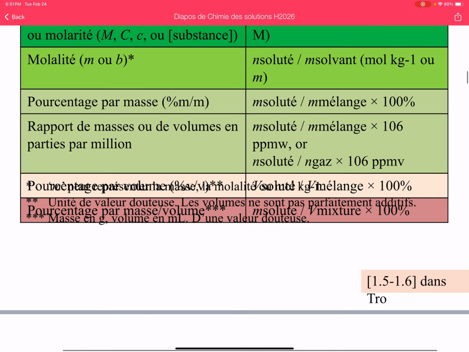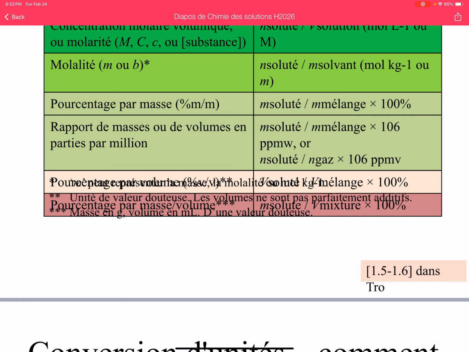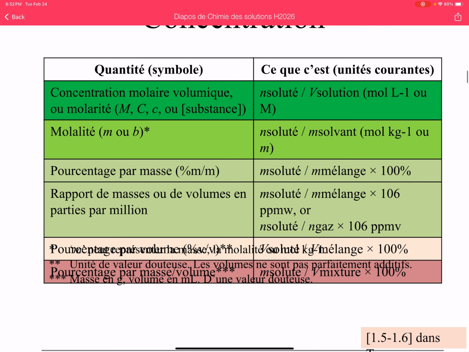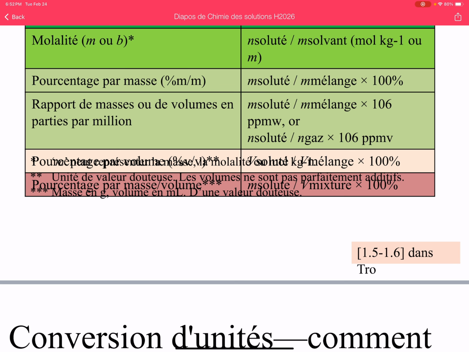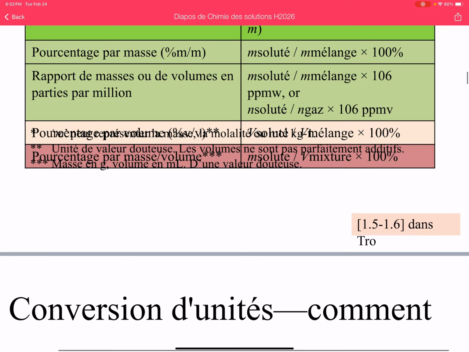And then there is the rapport masse et volume, so partie par million or partie par billion. Be careful if it's like 10 to the 9 instead of 10 to the 6. If 10 to the 6 is million, 10 to the 9 is a billion. And this is also for mélange, so it's soluté over total. Soluté over total for everything except for molarité. But however, sometimes if the mass of the solute is very negligible, then you don't need to include it. But that's not the case for like air, for example, because nitrogen is not like a very, very big majority. Although it is the majority, you should include the solute in the total, so in the denominator.